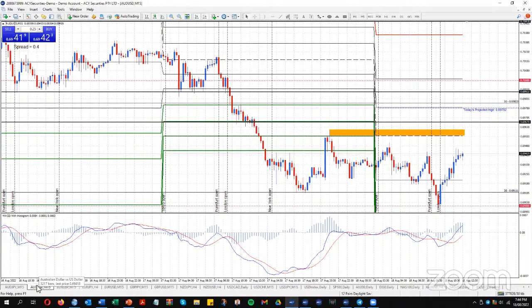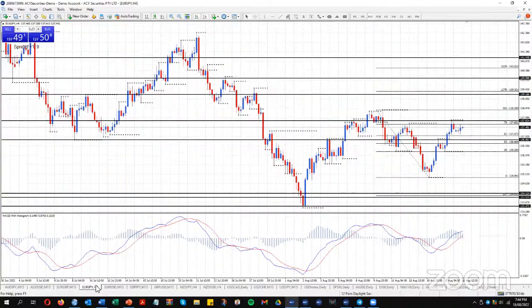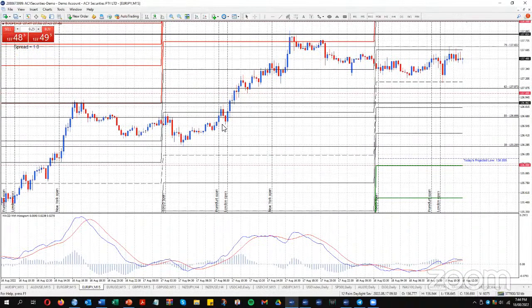Aussie has a slight bid on it at the moment, but still very much below the central pivot point. You could watch the central pivot point up to 69, 67 monthly resistance. Can it get up there and offer you an opportunity to trade down? Euro yen's a bit flat at the moment, still wanting to stay at that 79% level though.